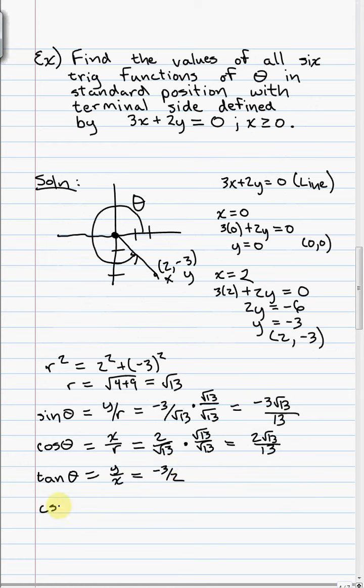And then again, to get the last ones, we're going to use reciprocals. So cosecant, secant, cotangent. Cosecant is 1 over sine, okay? And I'm going to flip it here before I rationalize. So root 13 over negative 3, okay? Secant of theta, again, I'm going to flip before I rationalize so I don't have to rationalize again. Root 13 over 2. And cotangent, flip tangent upside down, negative 2 thirds.